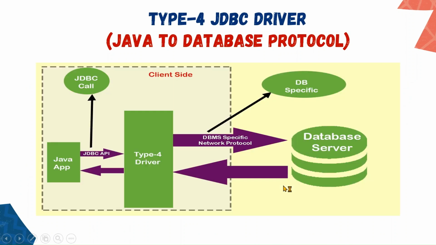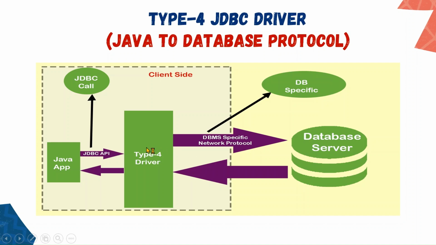Now coming to the architecture of type 4, here again we are writing a Java application where I am using a JDBC API like the java.sql and javax.sql packages, and I'm making a JDBC call, and that call is given to the type 4 driver, that is the Java to database protocol driver. This driver's responsibility is to convert your call to the database specific network protocol, generate a database specific call, and put it onto the database server for execution.